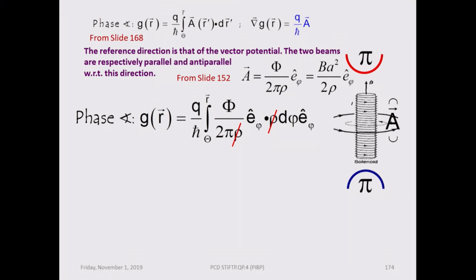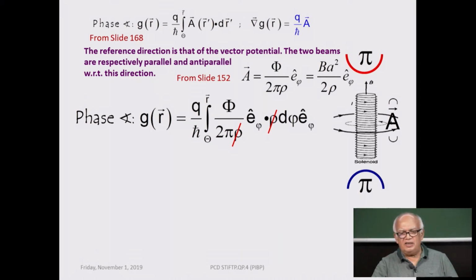What is A? A is the flux over 2 pi rho times e phi. Rho is greater than the radius of the solenoid. It is completely outside the solenoid. The curl of the vector potential is 0. The magnetic field is 0. And the vector potential itself is phi over 2 pi rho times e phi. The flux itself is B A square.